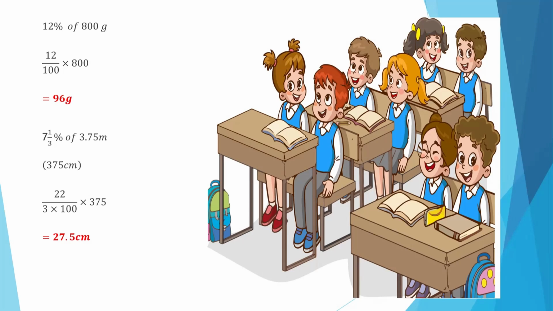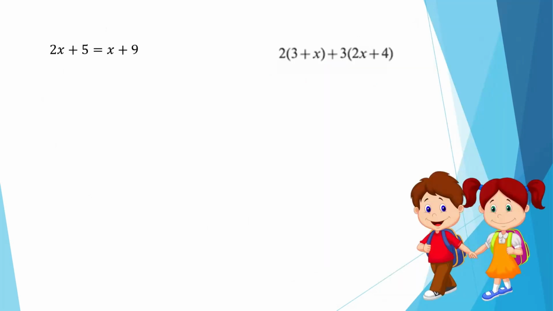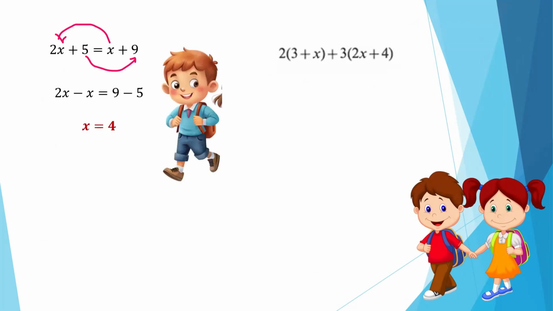Okay, let's move on to the next question. Here you can see 2x plus 5 is equal to x plus 9. Now what we have to do is rearrange them. All the x terms you take to one side and all the numbers to the other side. So 2x minus x is equal to 9 minus 5. When you solve this, you will get x equals 4. Now let's move on to the next one.